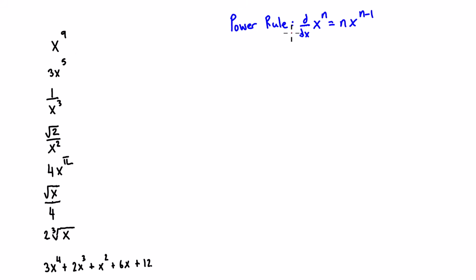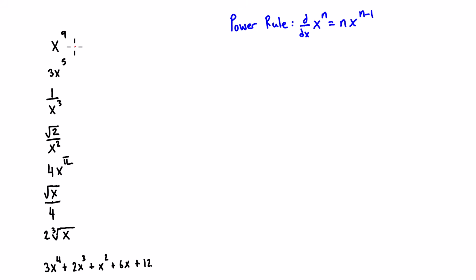So the power rule is very simple. When we have a function that has this form of x to the power of n, the derivative of that function is just, we bring down the n in front, and we reduce the exponent to n minus 1. So let's work through a couple examples here, and you'll see how it goes.